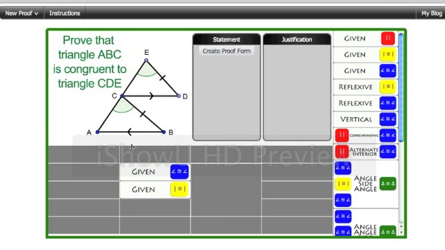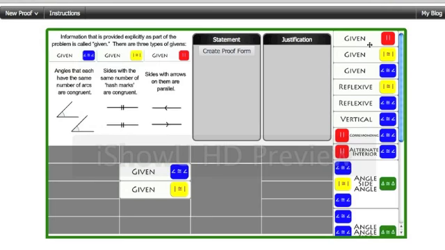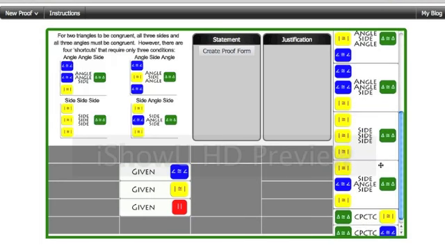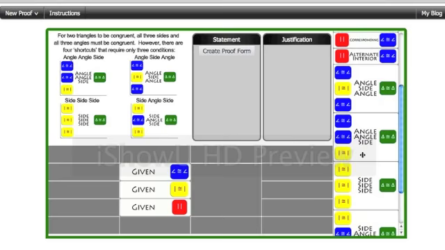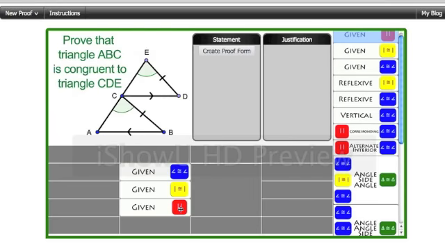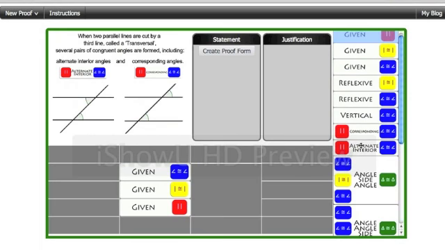Now the third piece of given information is this arrow. That means that these two sides are going to be parallel. So I have given that two sides are parallel. Now none of my triangle shortcut cards, which are these big ones, require parallel lines, and so I'm going to think about using one of these, corresponding angles or alternate interior angles.